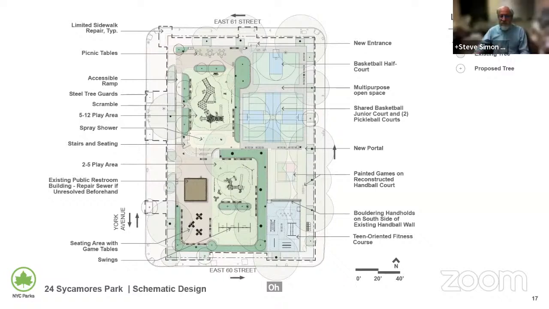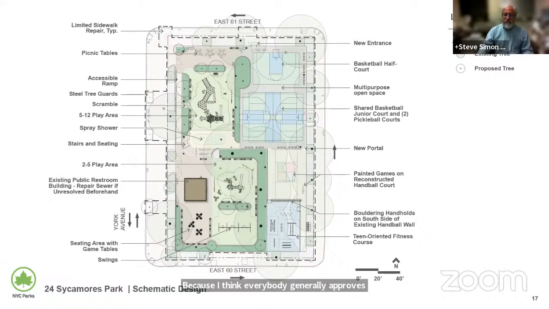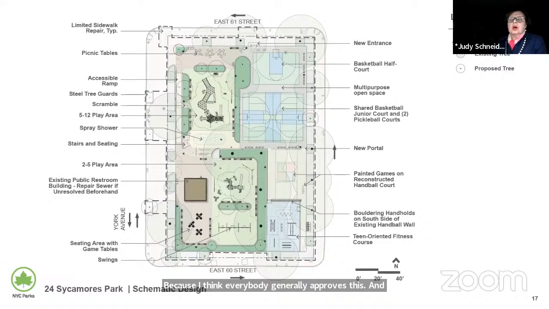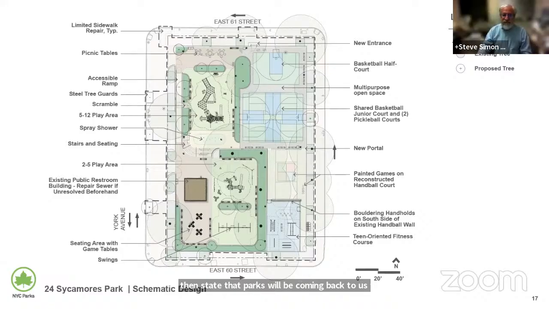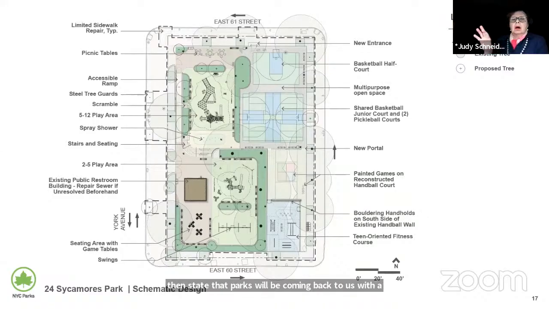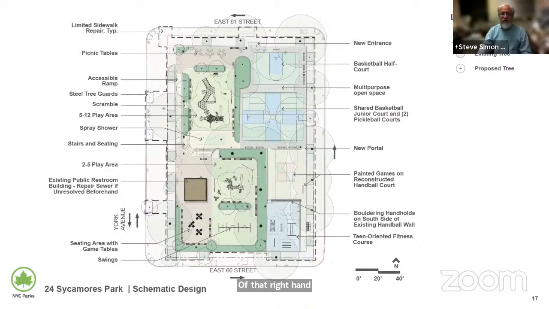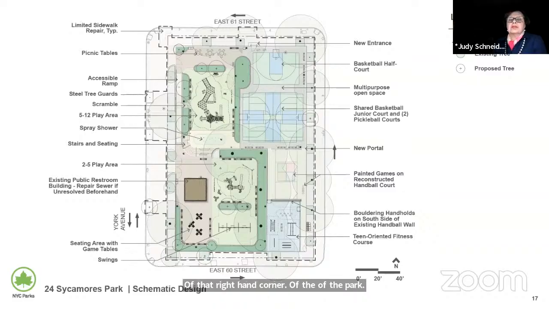Okay, Steve. So why don't we just approve this in general, because I think everybody generally approves this, and then state that Parks will be coming back to us with a final layout of that right-hand corner of the park. Is that satisfactory, Steve?